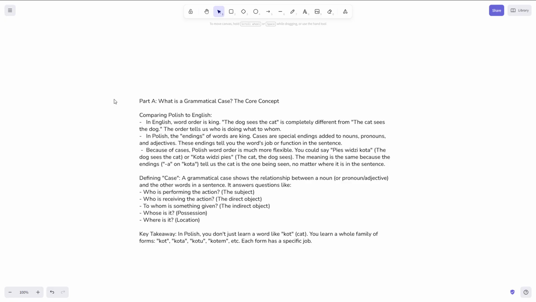And today we're finally going to talk about the Polish case system. Finally, the probably scariest part of the whole Polish grammar. Maybe apart from dealing with verbs.